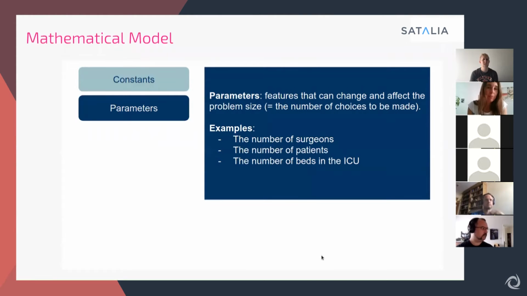Second, we have parameters, and parameters are features that do affect the problem size. So they have a direct impact on the number of decisions or choices. The number of surgeons, for instance, will make a big difference on how many choices we have for operating, the same as the number of patients. If we have more patients, we have to make more decisions, etc. So the parameters are really vital for our problem model, and it's good to differentiate between the two of them.